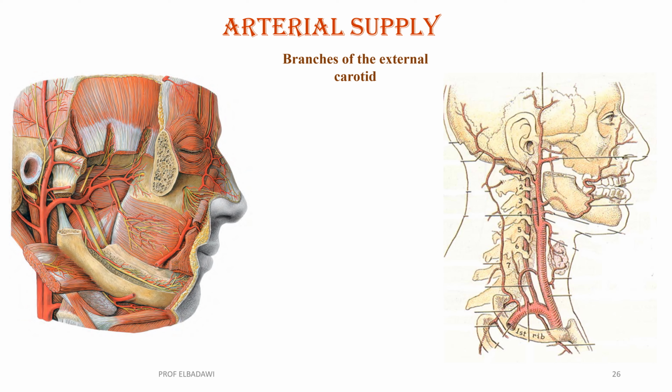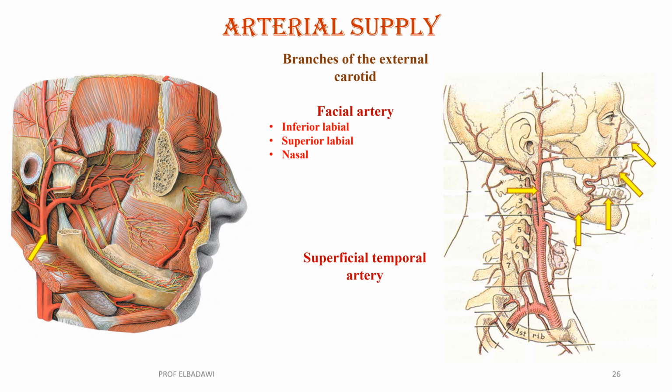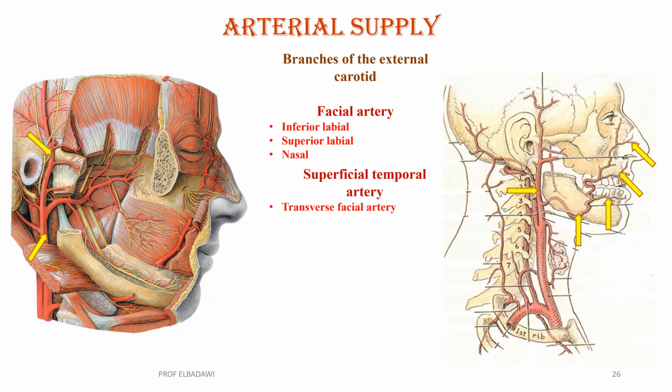Here are the branches of the external carotid again, which are the facial artery on both sides. From the facial artery, there is the inferior labial, the superior labial, and the nasal. From the superficial temporal, there is the transverse facial artery, this one here.